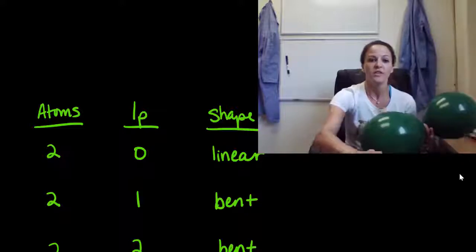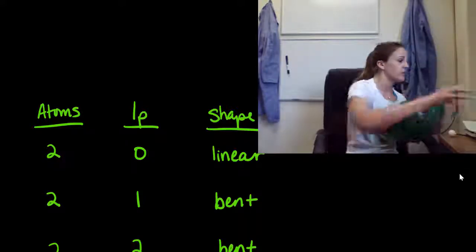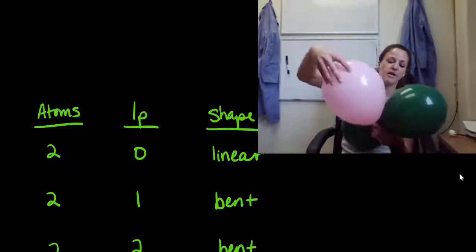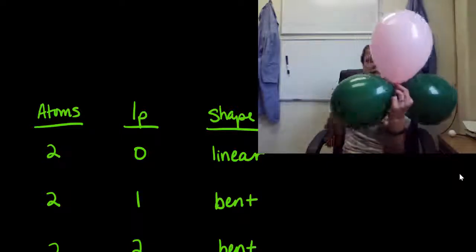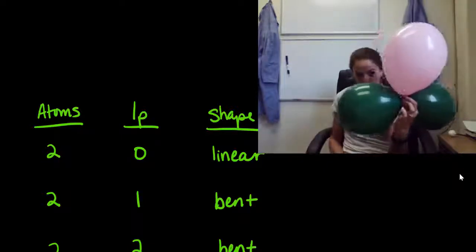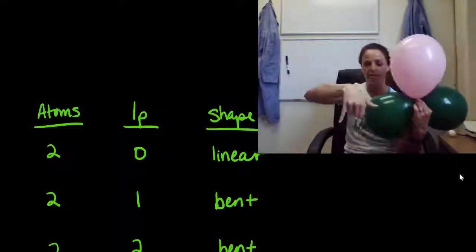Now let's change it. So we're going to say two atoms, so this stays the same, but now we're going to add a lone pair to it. I'm going to use my pink balloon to represent a lone pair. When I add in my pink balloon, we can see that my green balloons start pushing down to the bottom, and so they no longer have that linear geometry. In fact, they come down and have that bent geometry.